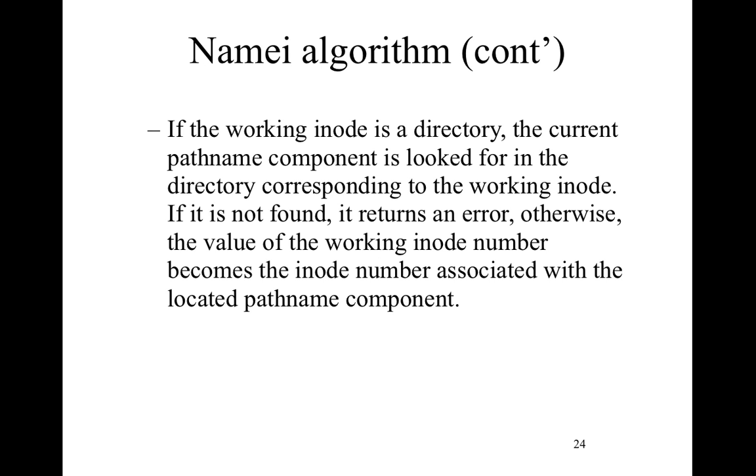So if the working inode is a directory, the current path name component is looked for in the directory sequence of the working inode. So it doesn't start anywhere else. If it's not found, then it goes recursively through the numbers, so it finds the location that you're looking for. And that's a recursive search. So if you're at the current directory and you've got 12 subdirectories, you're going to search through all those 12 subdirectories.